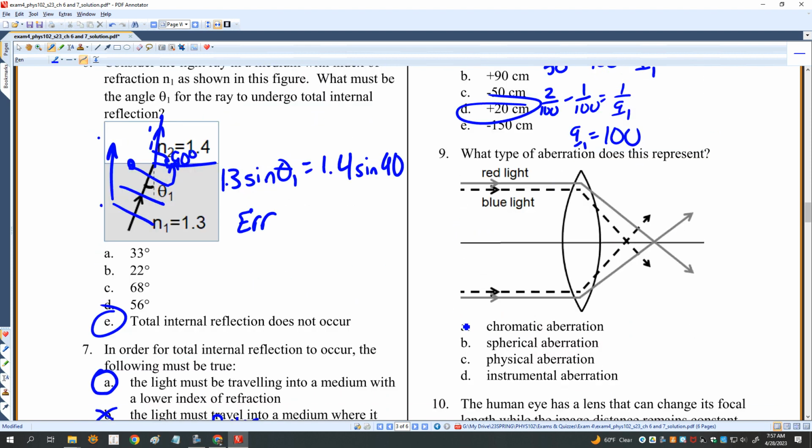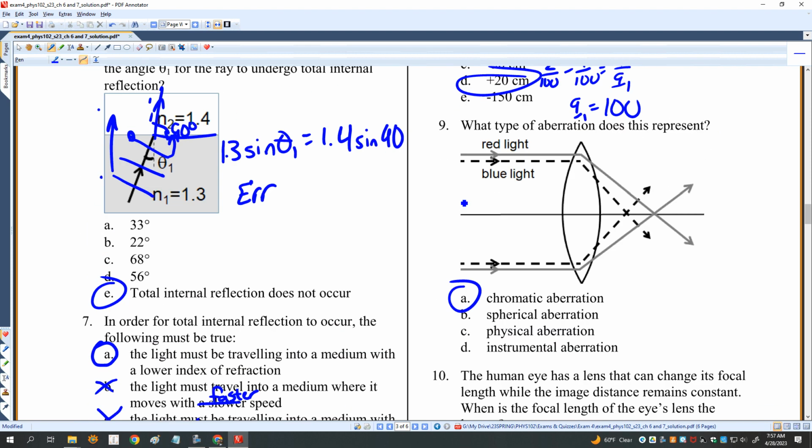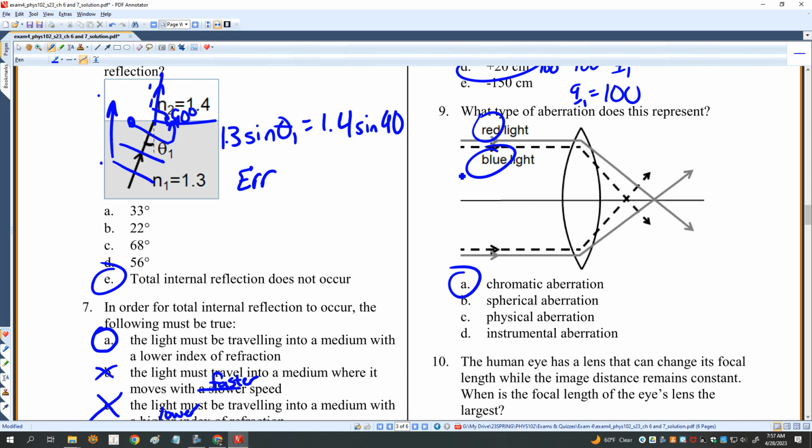What type of aberration? The color should key you in here that light of different wavelengths, because of the wavelength dependence of the index of refraction, will bend at different amounts.